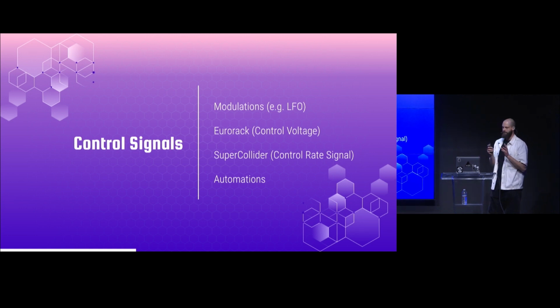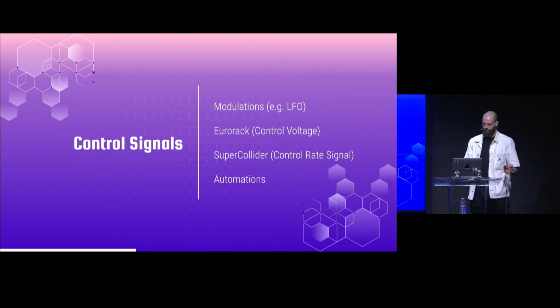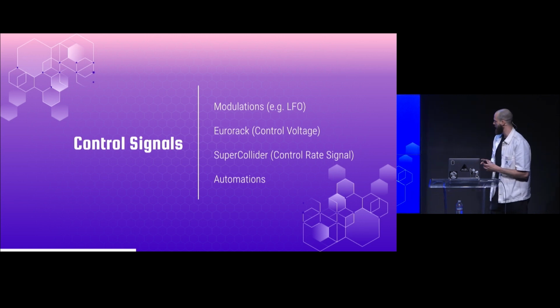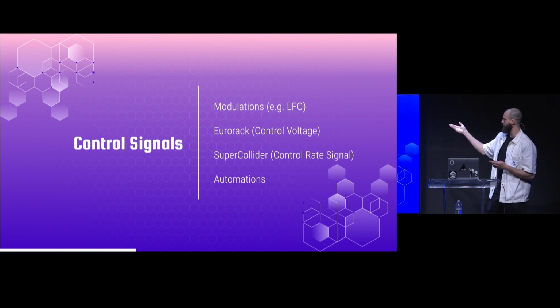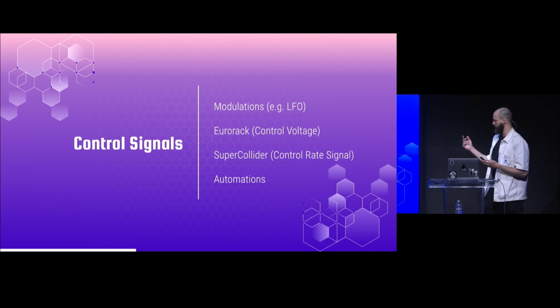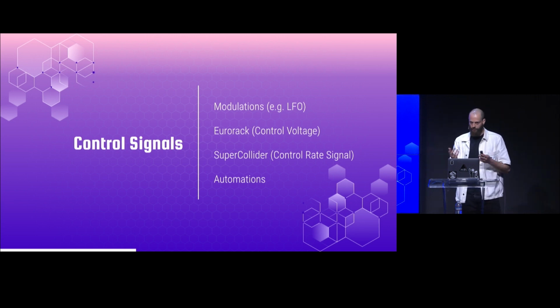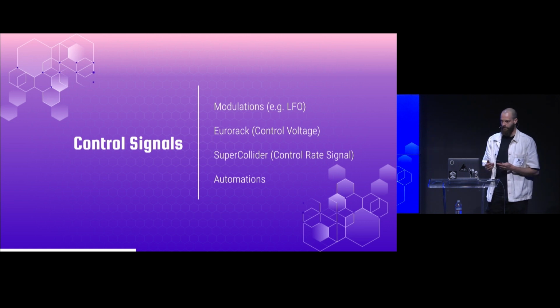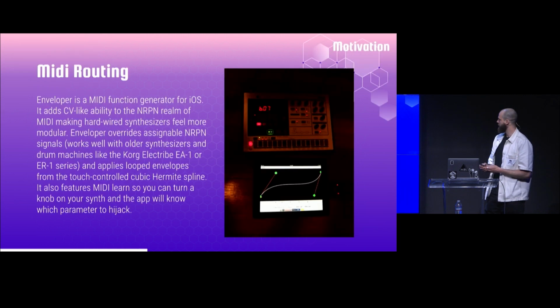And a lot of them stem from old modular synthesizers and some of their constructions, especially as modulation sources like LFOs. Eurorack is all based on control voltage. SuperCollider has the control rate signal. Of course, there are automations in almost every synth and tool, Faust, more currently, Max for Live, Bitwig. So that was definitely the inspiration for this.